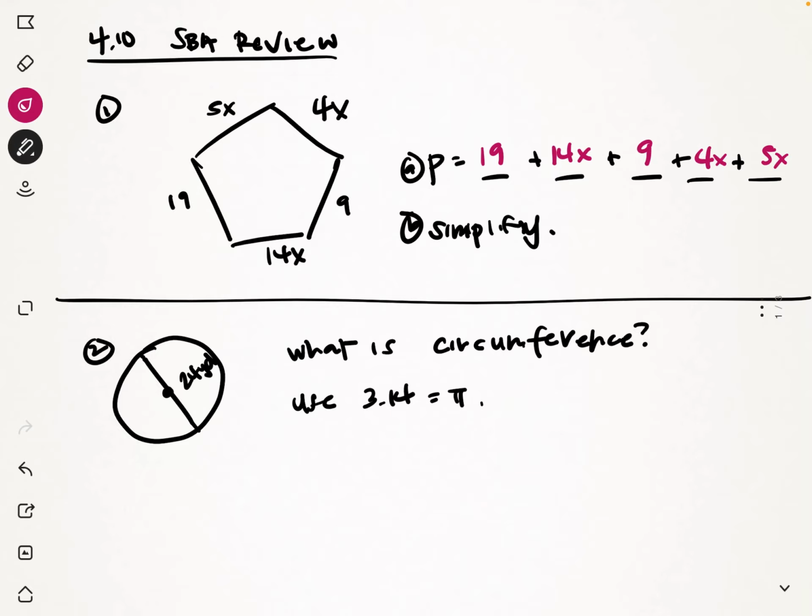Okay, the second part is simplify, so we're just going to combine our like terms. So 19 plus 9 is 28, and then 14 plus 4 plus 5 is 23x.